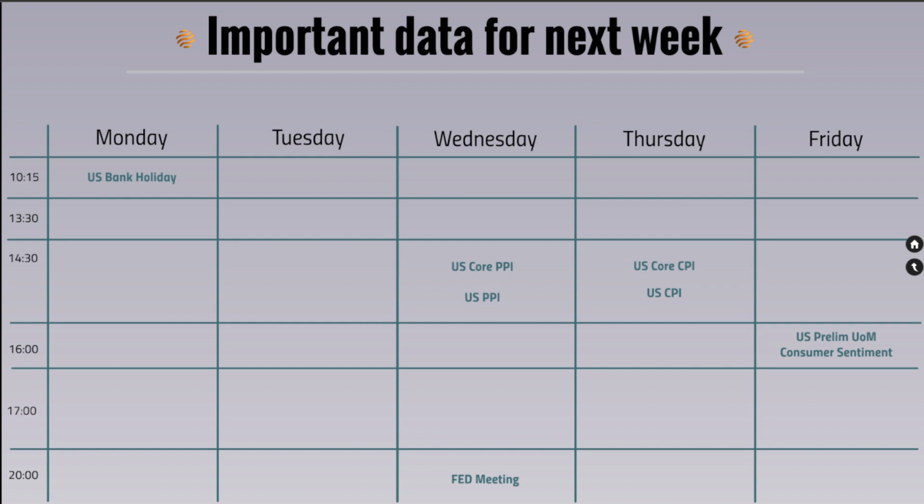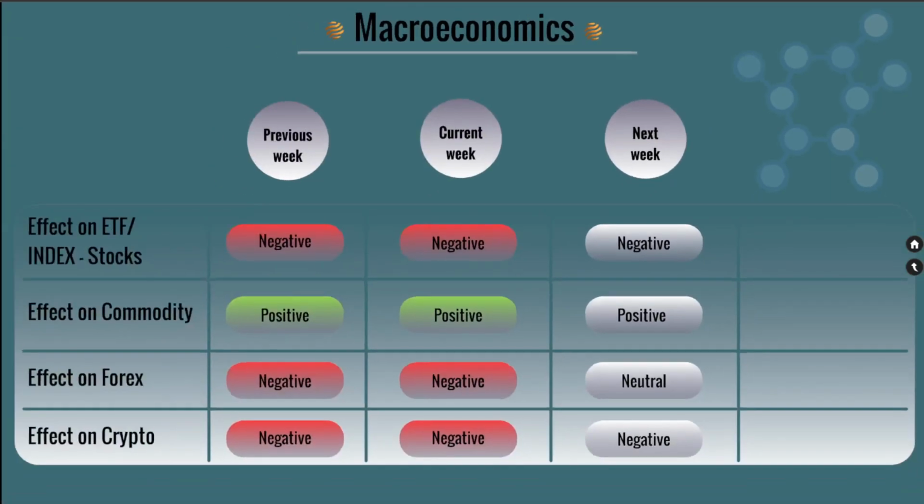On Wednesday, we're going to get US core PPI and PPI data at 2:30 p.m. Central European time, and then the Fed meeting at 8 o'clock. And then Thursday is core CPI and CPI data from the US at 2:30 p.m. And Friday is prelim consumer sentiment. And don't forget there will be an inflation expectation as well, which is very important. So a lot of data, and we're not going to get bored unless we get bored on Monday.